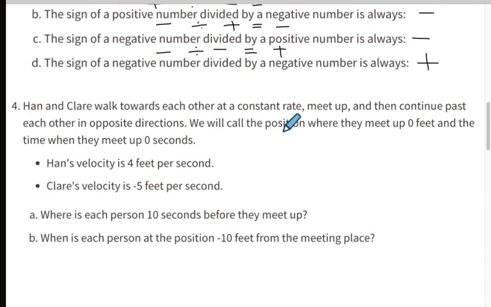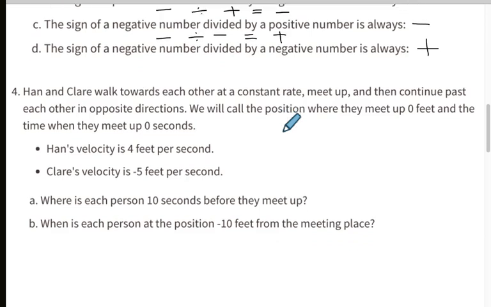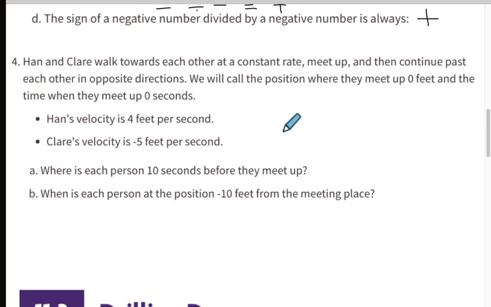Anne and Claire walk towards each other at a constant rate, meet up, and then continue past each other in opposite directions. We will call the position where they meet up 0 feet, and the time when they meet up is 0 seconds. So when they meet, it's at 0. Han's velocity is 4 feet per second, and Claire's is negative 5 feet per second. Where is each person 10 seconds before they meet up?